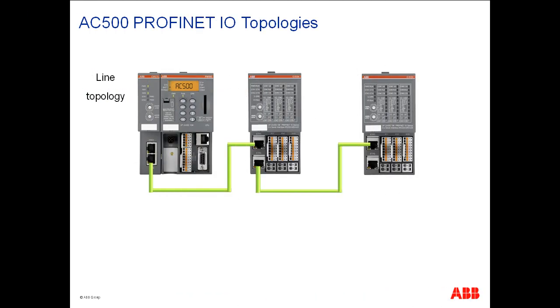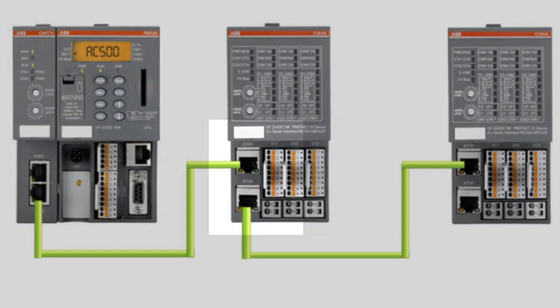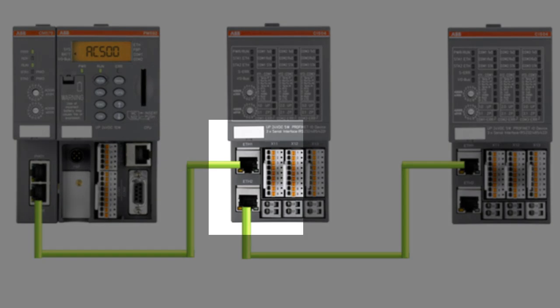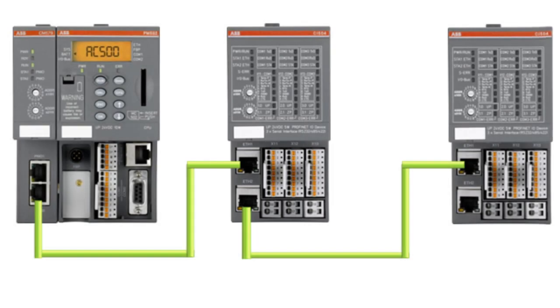As a first step, we would discuss the various possible network topologies supported in Profinet IO communication. The picture on the screen shows what is called a line topology. This is a well-known topology used in automation applications. Profinet modules are equipped with integrated Ethernet switches that facilitate the realization of this line topology.